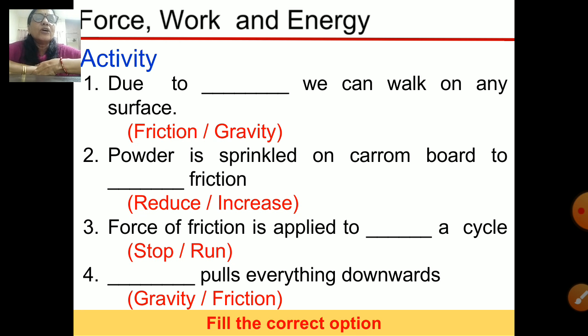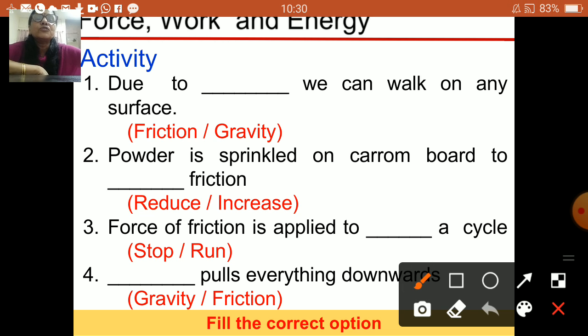Next one. See here. Here you have to tell the correct words. I will read. Due to dash, we can walk on any surface. Tell me, due to friction or due to gravity? Yes, due to friction. Next one, powder is sprinkled on a carom board to dash friction. I explained to you that on the carom board you need your coins to move smoothly. So to make it smooth, you sprinkle the powder and it will reduce the friction. Right? It will not increase, it will reduce the friction.